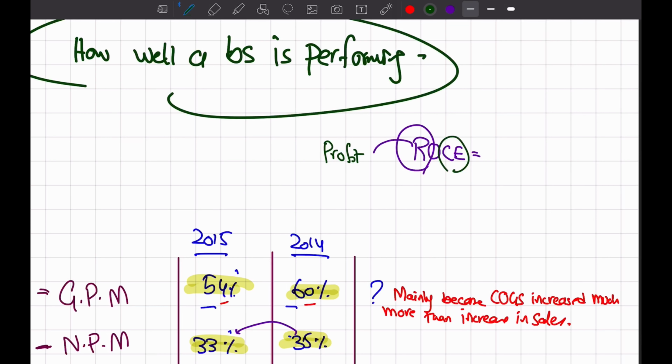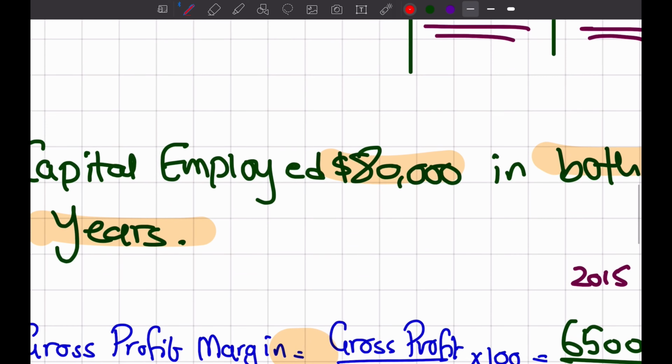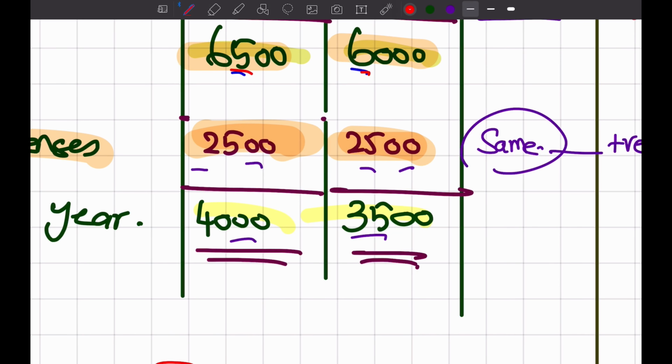And what is capital employed? It's investment. यानी कि I can say that return on capital employed is basically how much profit a business is making on their investment. The higher the profits on investment, the better it is, right? And in both the years, I can see that investment has remained the same, $80,000, and the profit increased from $3,500 to $4,000.